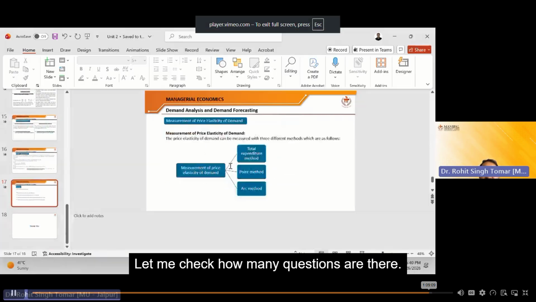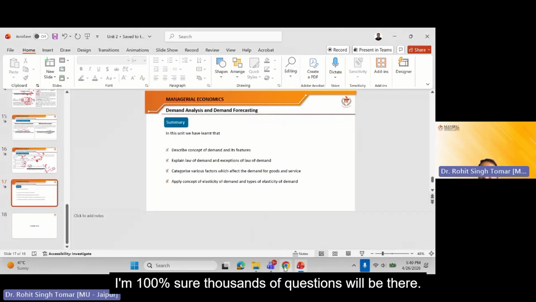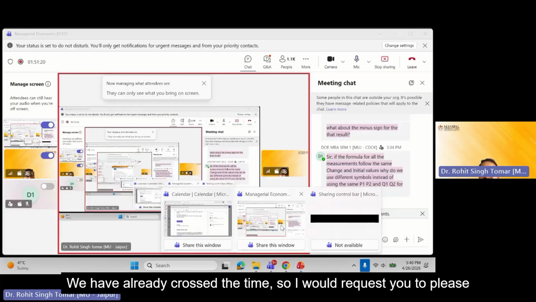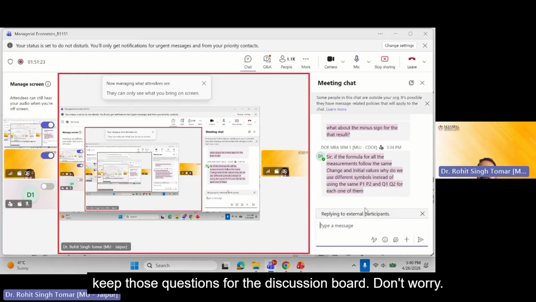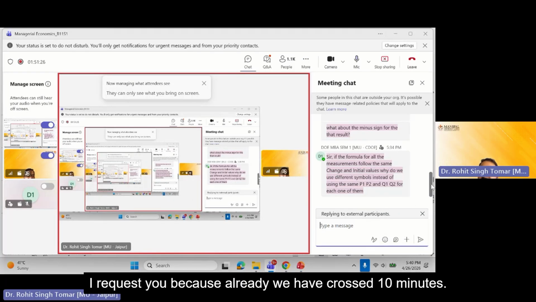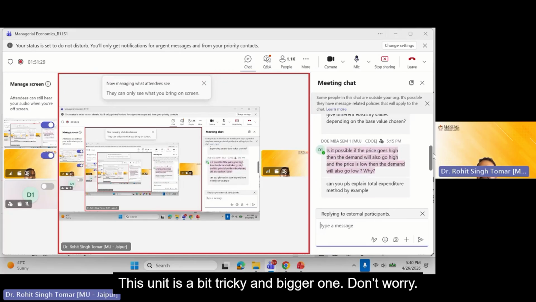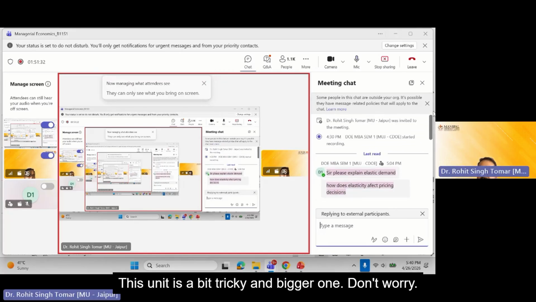Let me check how many questions are there. I'm 100% sure thousands of questions will be there. We have already crossed the time. So I would request you to please keep those questions for the discussion board. Don't worry. I request you, because already we have crossed 10 minutes. This unit is a bit tricky and bigger one. Don't worry. However, there are very few questions.